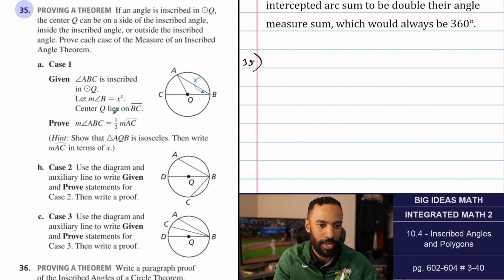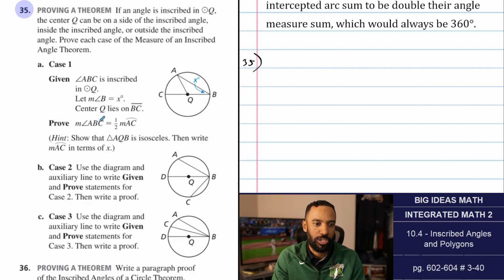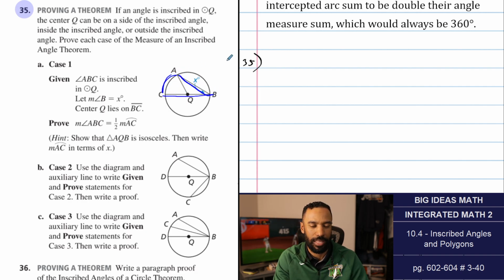Center Q lies on BC. Prove measure of angle ABC is half of measure of arc AC. So here's the angle that we're talking about. Here's the arc we're talking about. We need to prove that that's half of that.